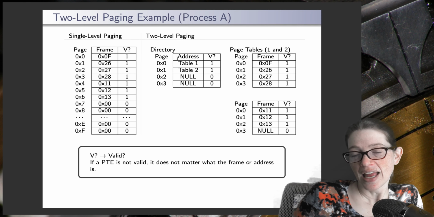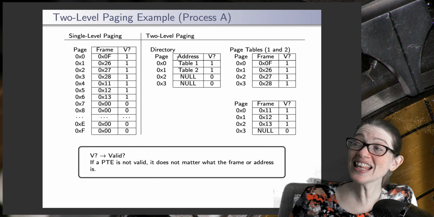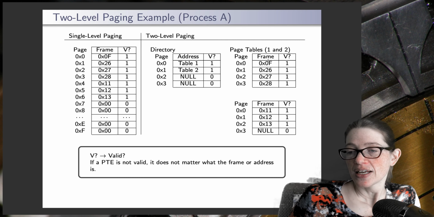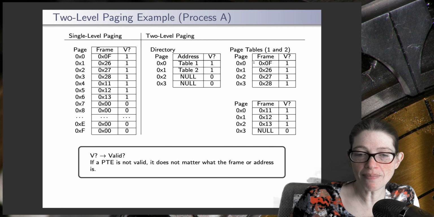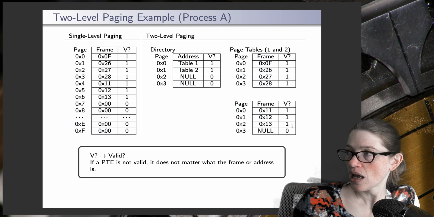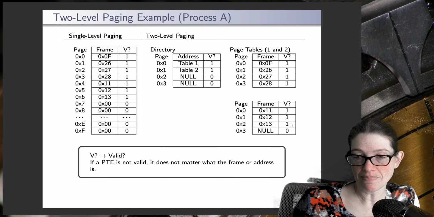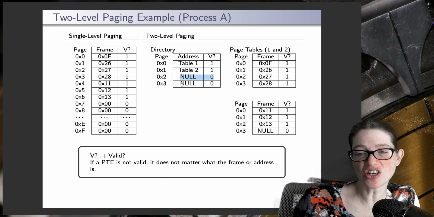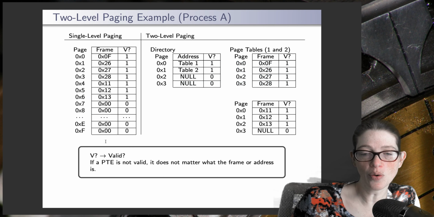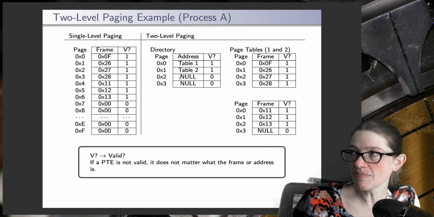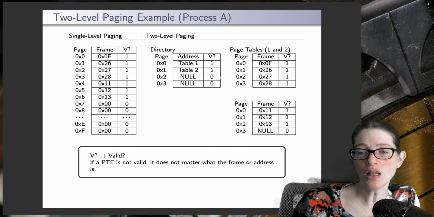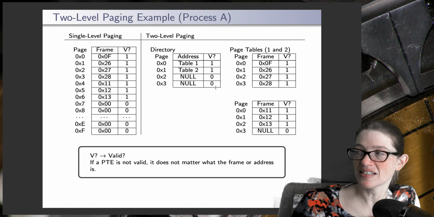If there are no valid entries in a subtable, then I don't create it. So I have page to frame mappings for the first 7 pages. The last 2 pages have no valid entries in these lower ones, so I don't create subtables for them, and their entries in the directory, or the root of this tree, are going to be null, and the valid bit is going to be 0 because that doesn't exist.